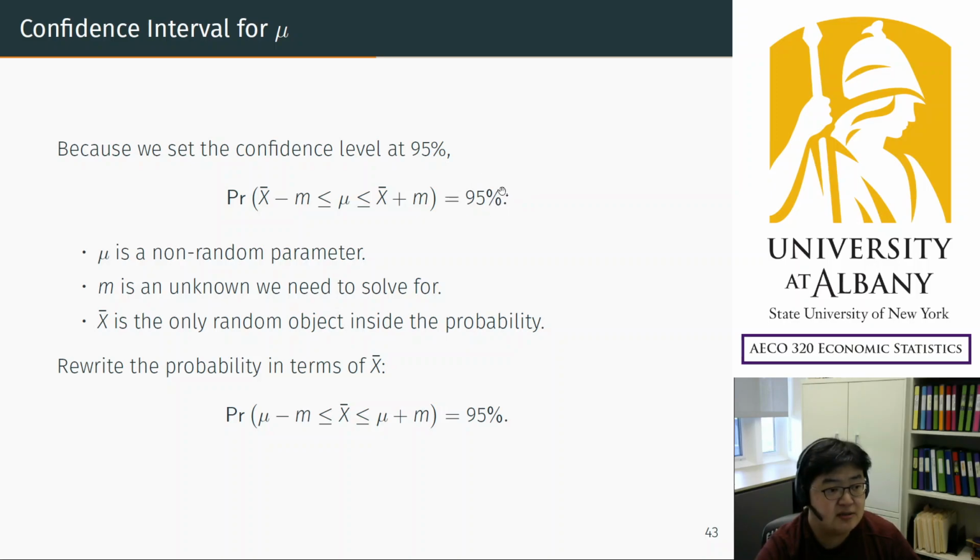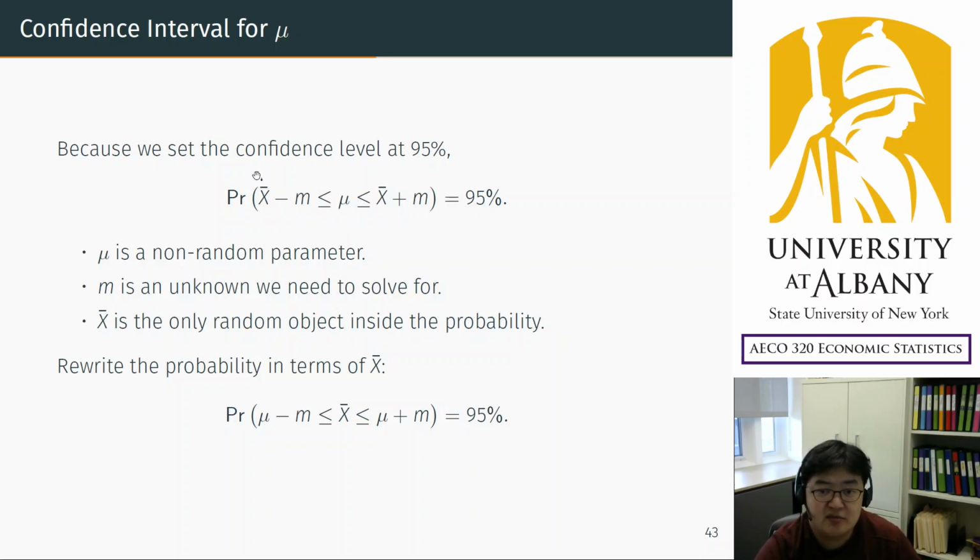95% is the probability that your interval correctly contains the true parameter. Do you remember the definition? Your interval is x bar, the sample average, minus the margin of error, plus the margin of error. And the true parameter must be in between them, so its probability should be 95%. Remember, mu is the non-random true parameter, the population mean. Even if you don't know it, it is there, it is fixed. That's your target, and m is what we'd like to calculate. We are solving this equation for m.